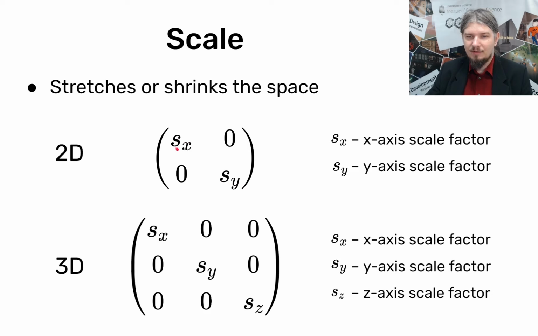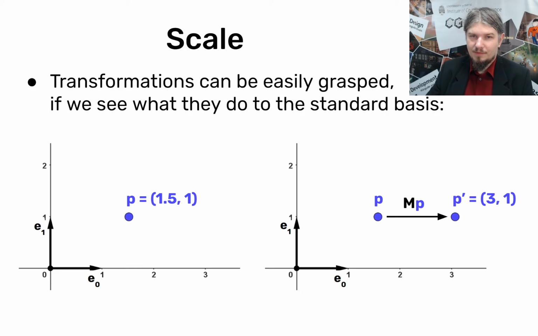If on the diagonal that would be 1 and 2, so we keep the x-axis the same and we scale the y-axis by 2. Now there is this one interesting thing about transformations. It's that we can see what they do by seeing what they do to the standard basis. So for example, here we have this standard basis, we have one point, and if we multiply this point with a matrix, and for example here it just scales the x-axis 2 times, so 1.5 results in 3 for the transformed point.